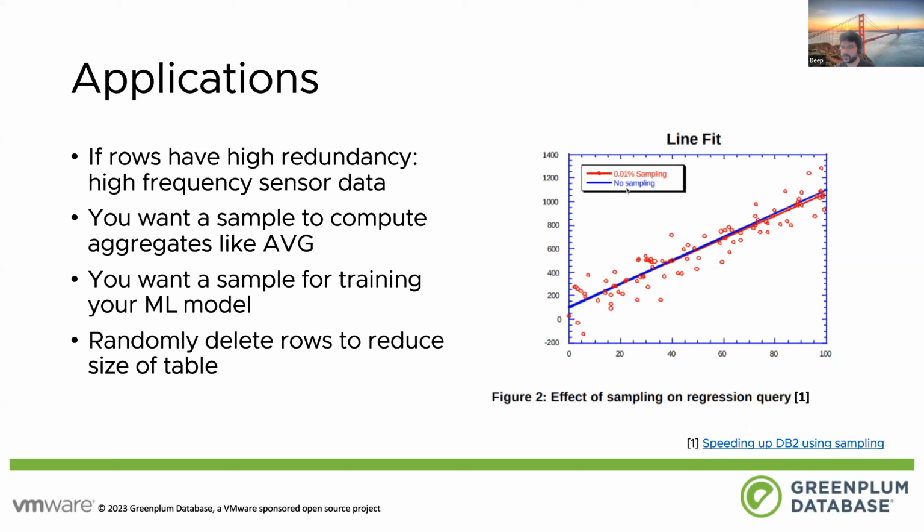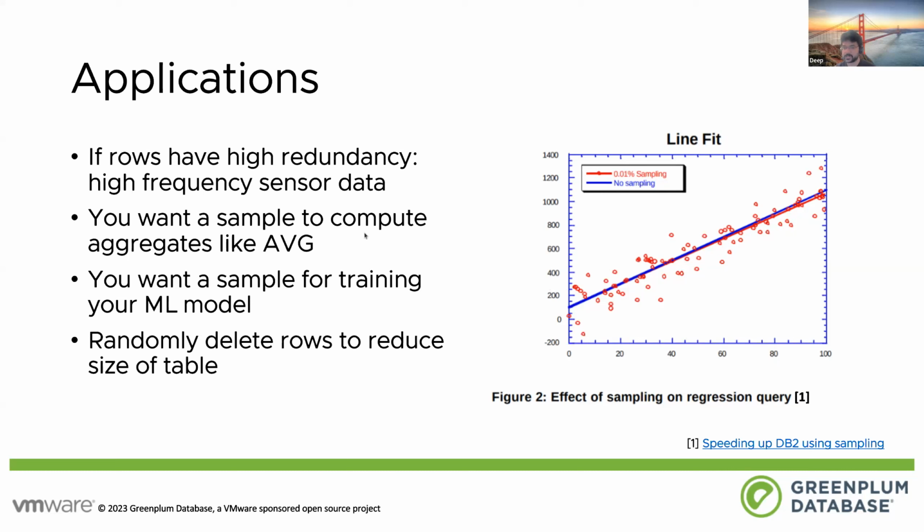Like that's what happens, for example, this is from a DB2 paper. Somebody ran linear regression with no sampling versus 0.01% sampling, right? And you can see there's not much of an error between running linear regression on the full table and on the 0.01% sample. So this kind of gives you an idea of the kind of applications you might want to use this for.